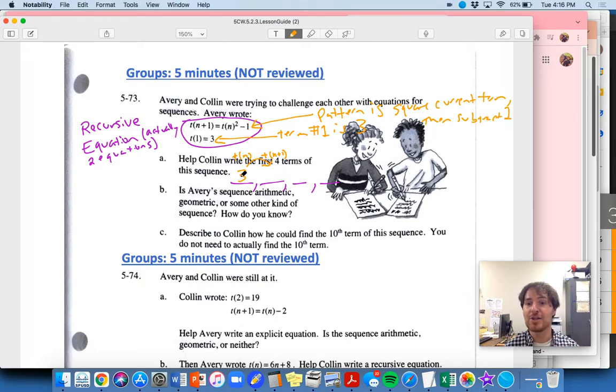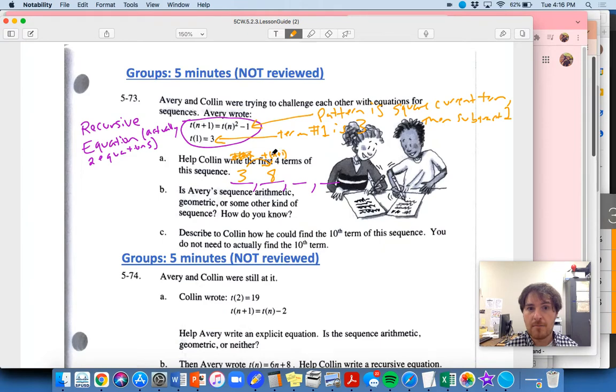So I square the current term. My current term is 3. I want to get the next term, right? Square 3, I get 9. 3 times 3 is 9, and then I got to subtract 1. 3 squared is 9. Subtract 1, I get 8. I get 8 for my t of n plus 1, okay?